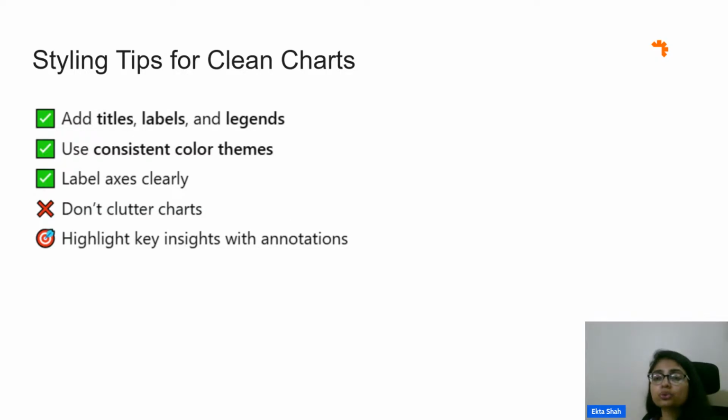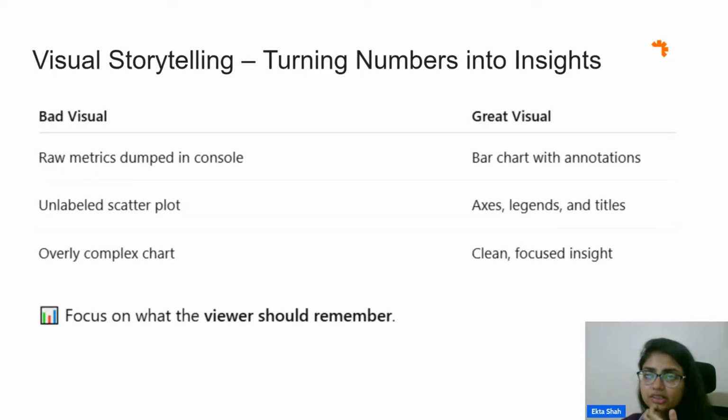Make sure that you don't clutter your charts. You don't add in a lot of information. You don't throng it. That is something that we don't do. Highlight key insights with annotations. You can annotate different parts of the graphs and charts also so that you can give more information. These are just some beautification and styling tips for your charts. You can just keep this in mind while you are creating charts.